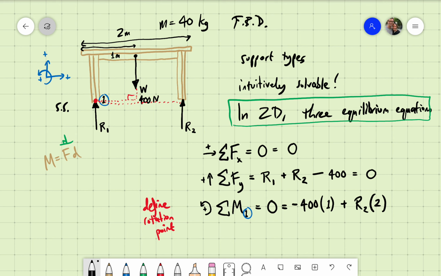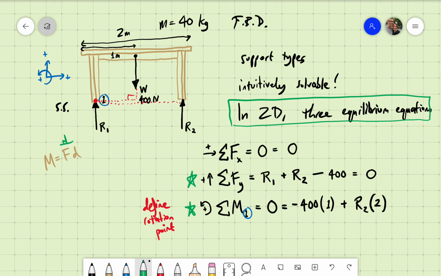So what we have here in the end is two useful equations. We have the Fy equation, the vertical forces. That's a useful equation. R1 plus R2 minus 400 equals 0. That says something, unlike 0 equals 0, that says nothing. And then we also have 0 equals negative 400 times 1 plus R2 times 2.